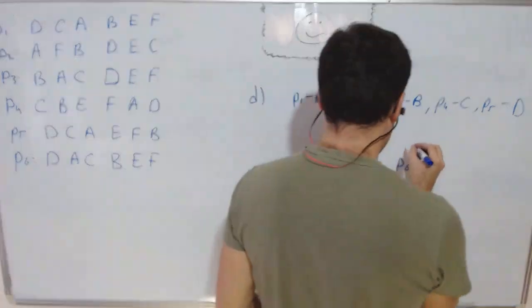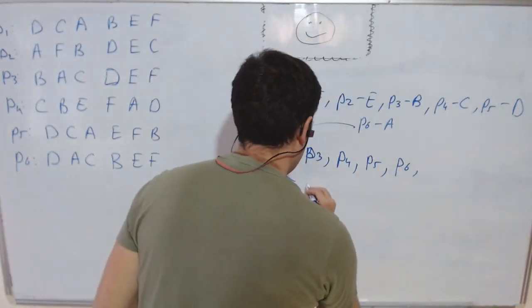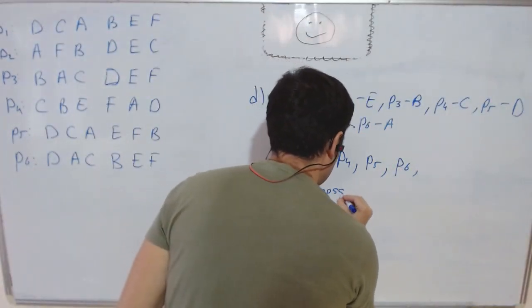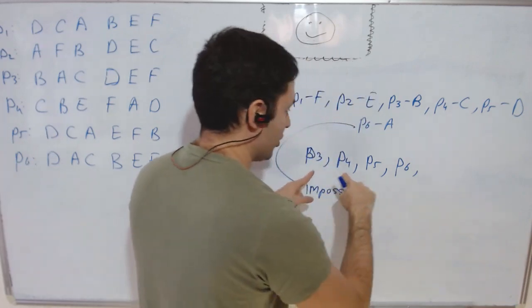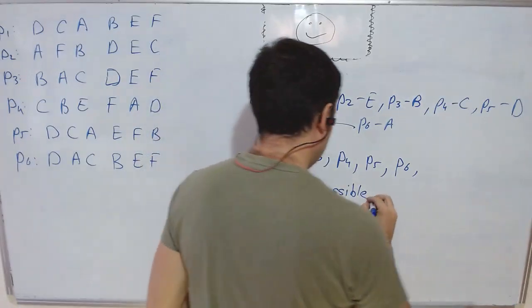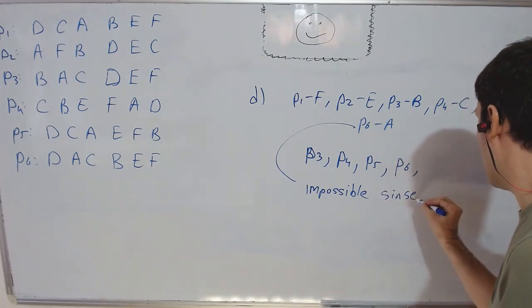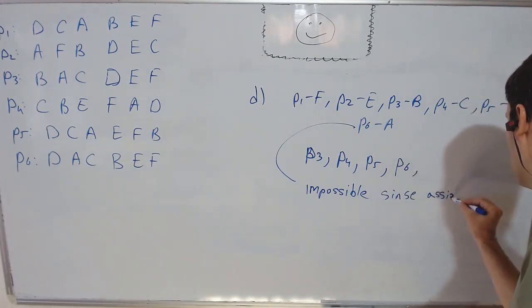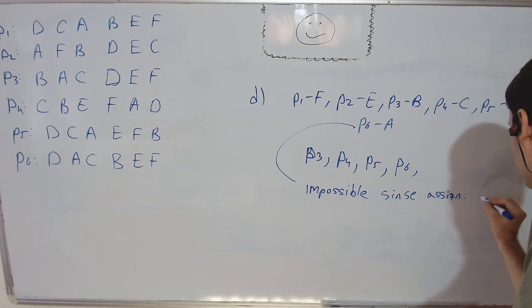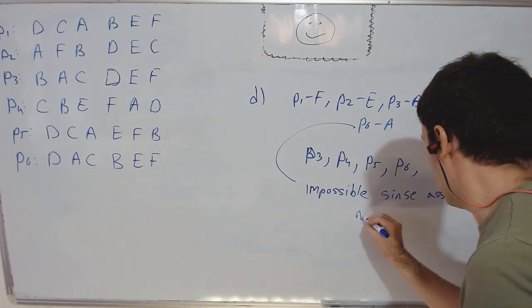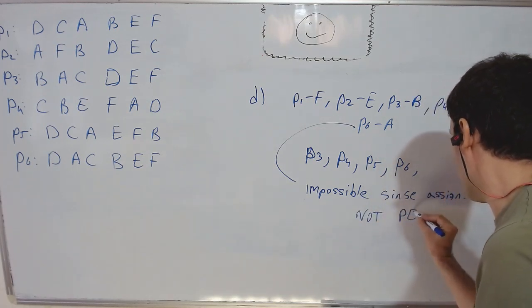Therefore, the answer here is impossible. So there is no priority order. We tried to build one, we failed. Impossible, since the assignment is not Pareto efficient.